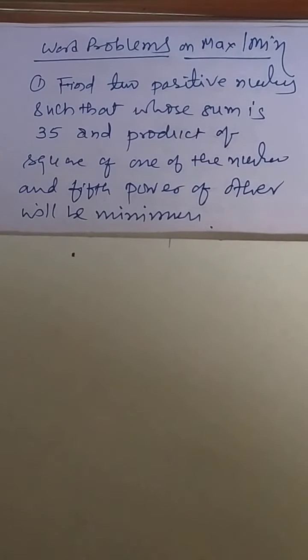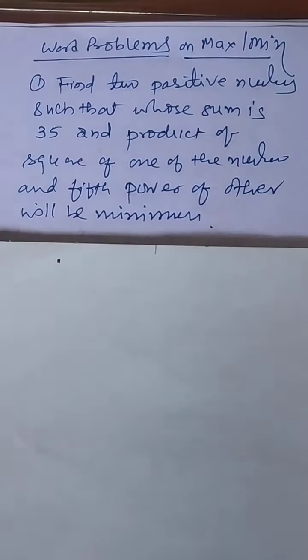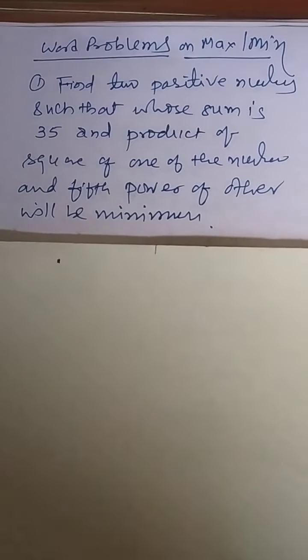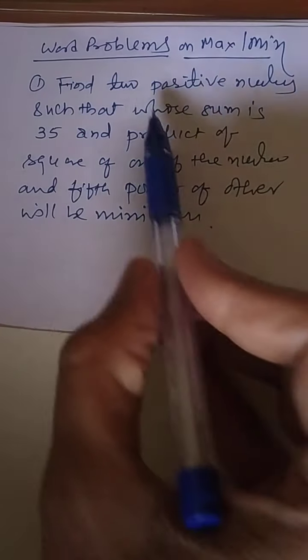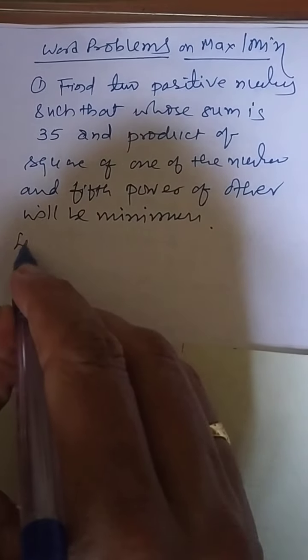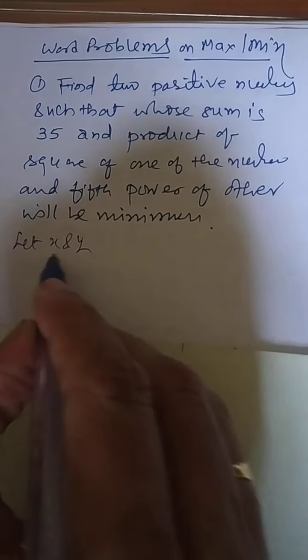Find two positive numbers such that their sum is 35 and the product of the square of the first one and the fifth power of the other is minimum. This is the way questions come in the exam. So the question demands two positive numbers. So I should start. Let x and y be the two positive numbers.